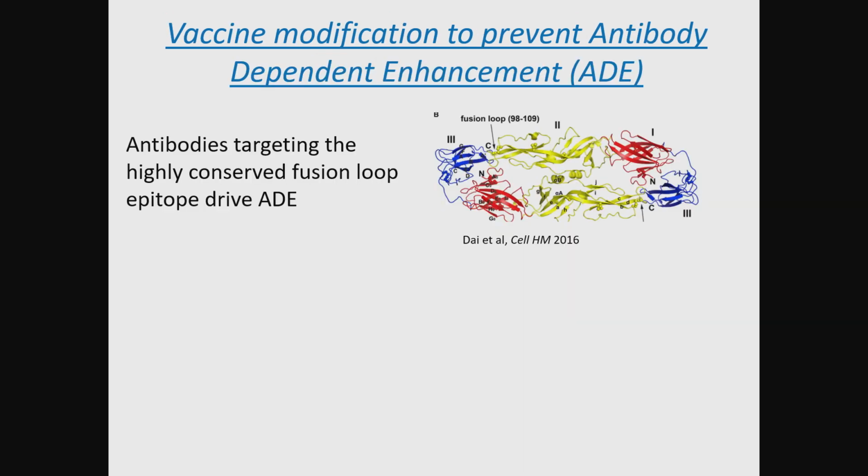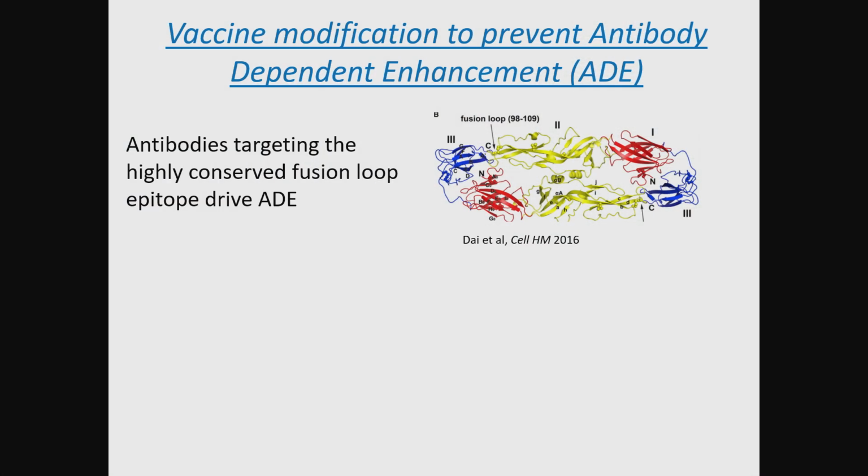So what we set out to do was make a modified version of the vaccine which would not induce this antibody-dependent enhancement effect. We know that antibodies targeting the highly conserved fusion loop epitope are driving antibody-dependent enhancement, and this is from years of work within the flavivirus field. Here is shown the E protein dimer that sits on the surface of the viral particle, and I've highlighted with this arrow the fusion loop. This fusion loop is highly conserved across the flaviviruses, and it's non-neutralizing. So antibodies targeting this don't neutralize the virus.